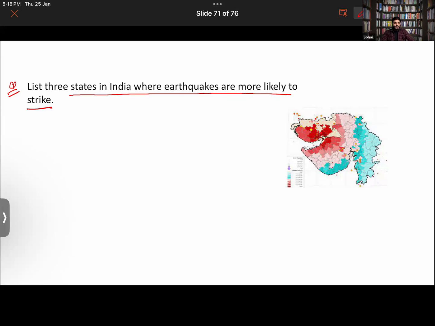Like you have to consider those areas which fall in the zone 5 category of earthquakes, of which I gave examples in the class. You answer that for me.